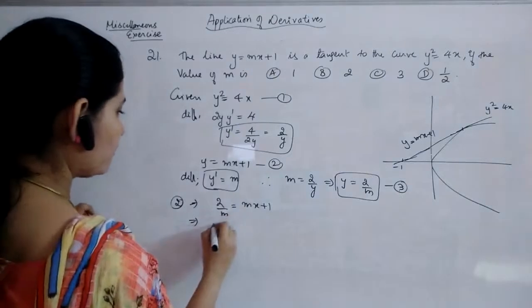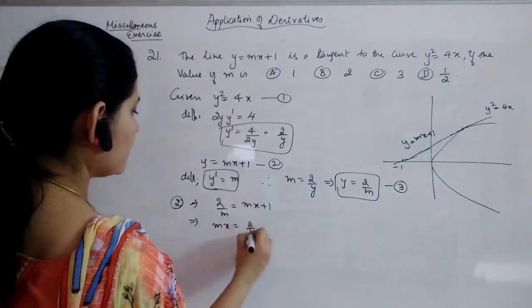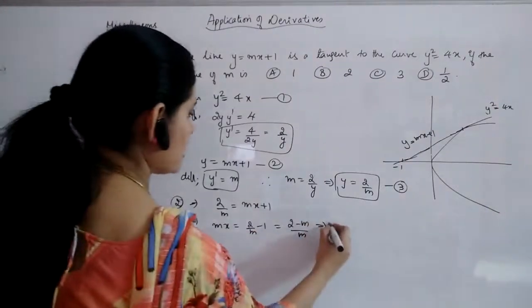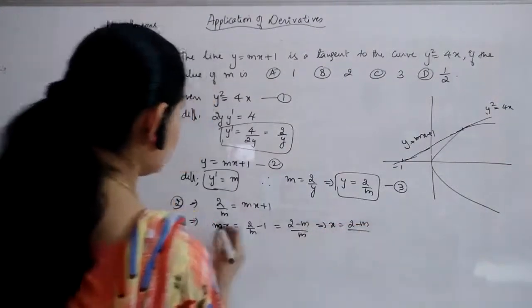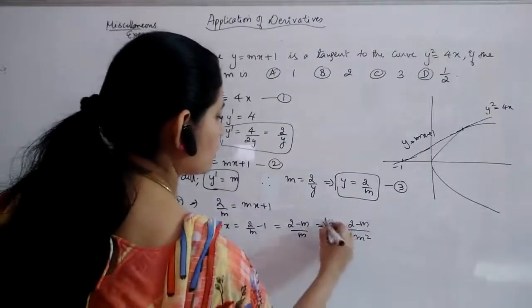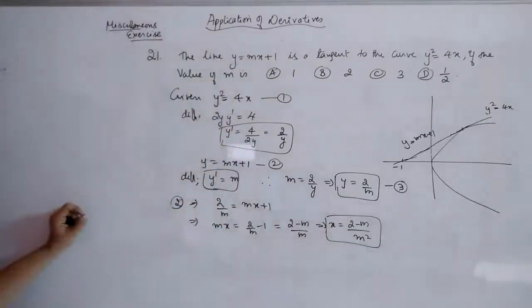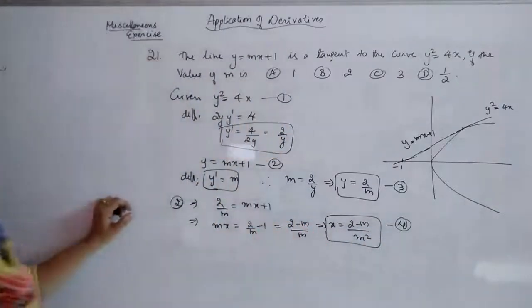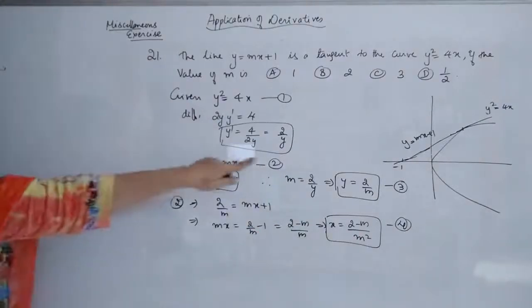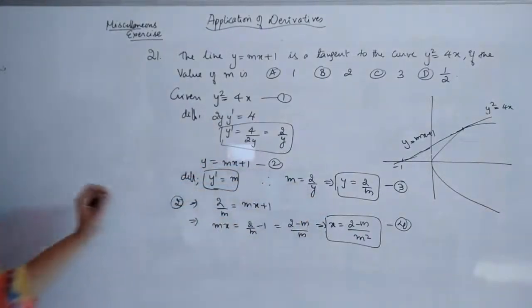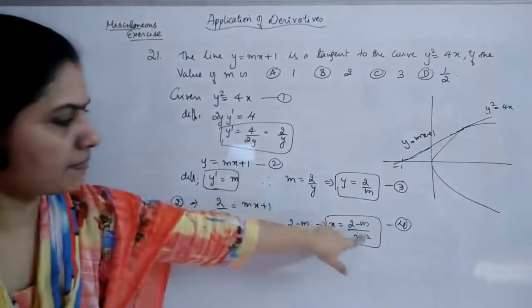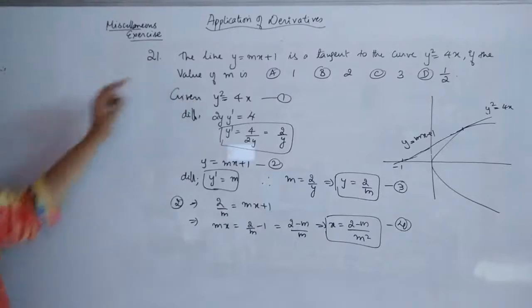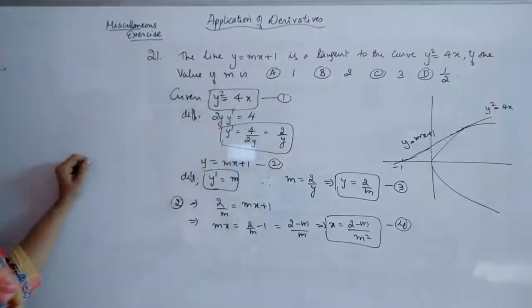So I'll get mx is equal to 2 by m minus 1, or (2 minus m) by m, which implies x is equal to (2 minus m) by, this m will come here, it will become m square. So you are getting x as (2 minus m) by m square. Okay, that will be equation number 4. Now you have got your y to be 2 by m and x to be (2 minus m) by m square, and you can use equation number 1 to replace the value of x and y so that you can get the value of m.